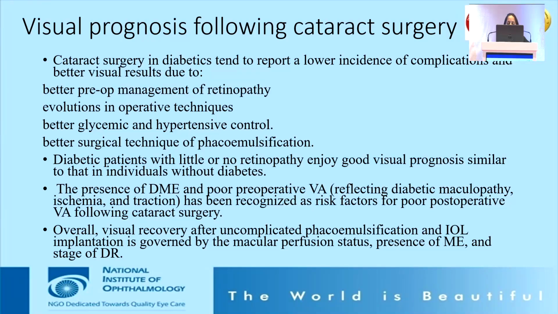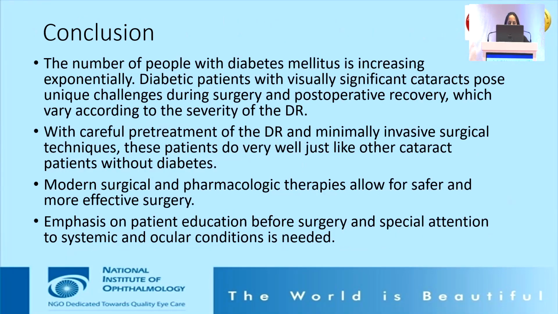But in diabetic patients with little or no retinopathy, you can give a good visual prognosis similar to those individuals without diabetes. The presence of DME and pre-operatively poor visual acuity are definitely poor markers. And overall, the visual recovery after uncomplicated phaco is governed by macular perfusion status, the presence of macular edema, and the stage of diabetic retinopathy.